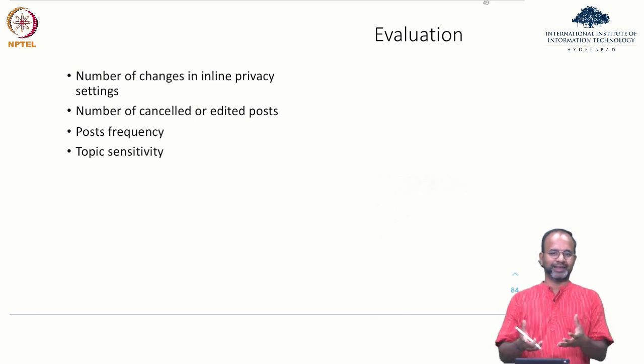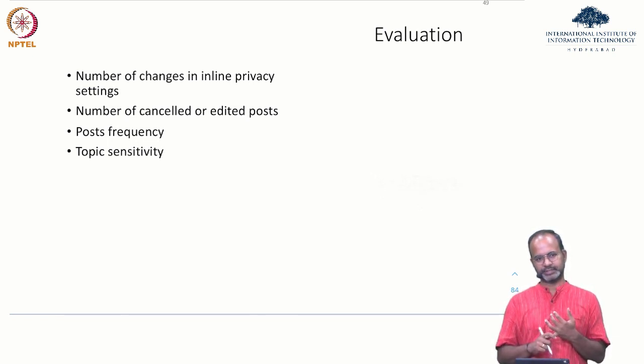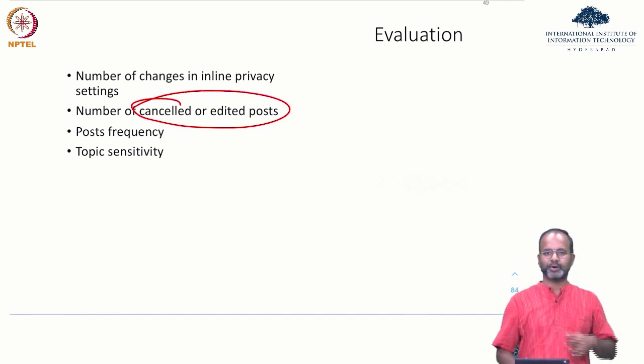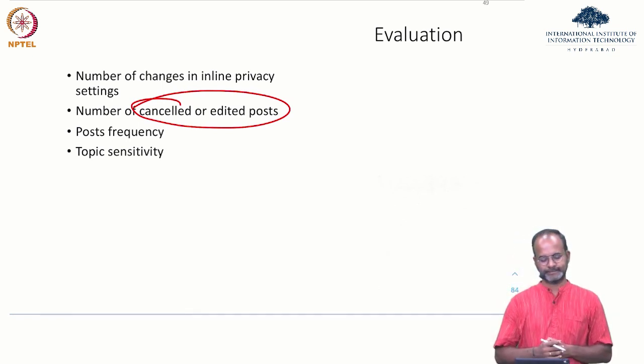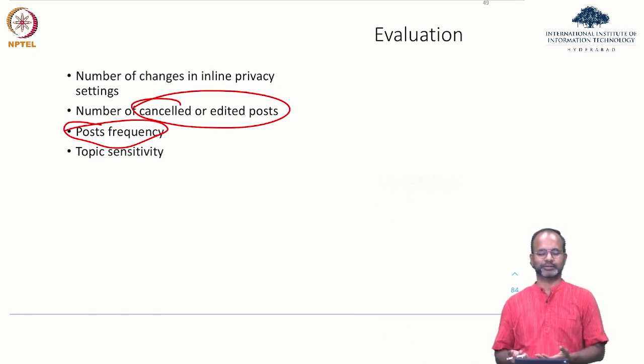But for now, evaluations are ways by which you find out, in this case, the number of changes in the privacy settings. Oh, the nudge is showing, let me just go change my privacy setting, or let me not do the post. The number of cancelled or edited posts, right? Or let me change the content in the post itself because the sentiment is saying negative, right? Post frequency, meaning earlier in the control group, people are posting 35 posts per month, whereas in the experimental setup, they are only posting, let's say, 10.